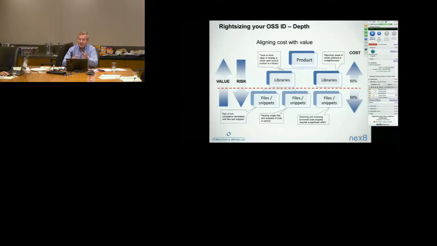Interestingly enough, the effort to identify whole products and whole libraries is pretty straightforward, and that's something you can do with scanning without having complex matching machineries. Whereas looking deep inside files and snippets requires a much more involved process, in terms of tools as well as in terms of human review. Roughly, we see that the cost of looking at products and libraries thoroughly versus looking at files and snippets is roughly half and half. In some cases, maybe 20-80.